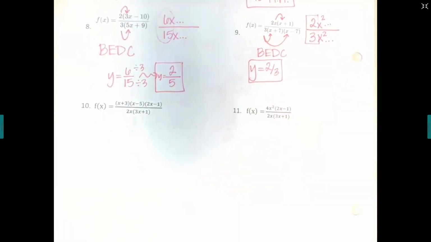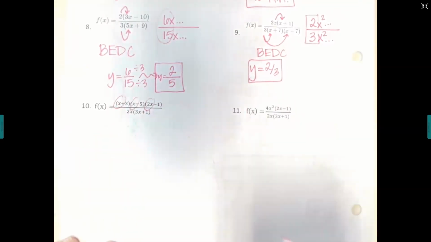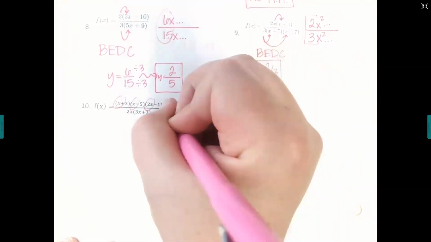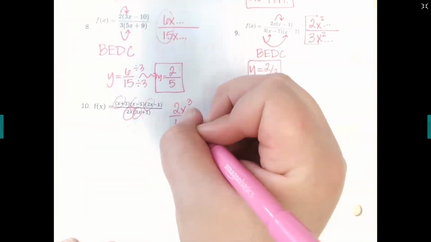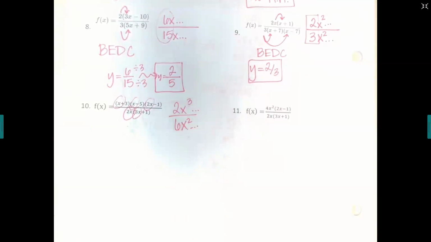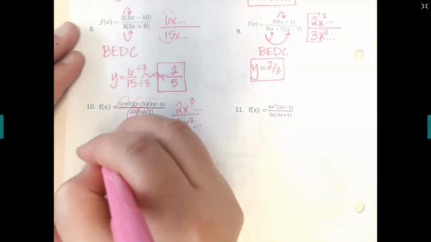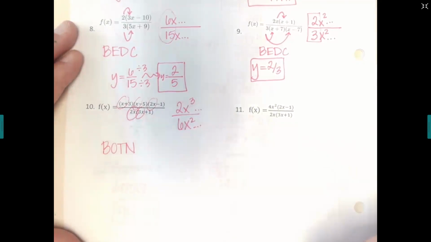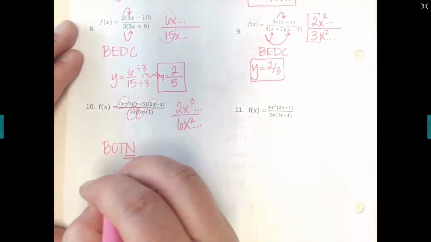Okay. 2 more left. Take a look at number 10. What would my highest power term be on top? You would. 2x cubed. And on the bottom, what would the highest power be? 6x squared. Dot, dot, dot, dot, dot, dot. Okay, nobody cares about the whole rest of it. You just need that biggest term. Okay, bigger on top or bigger on bottom? That makes it a bottom. And the N stands for no horizontal asymptote.